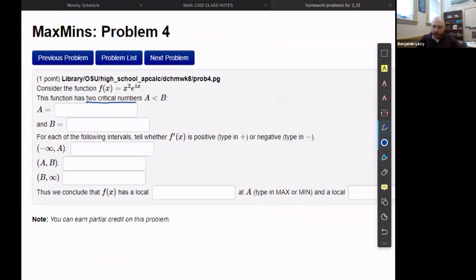So we're looking for critical numbers, right? Critical numbers, we take the derivative. It's going to be a product rule.